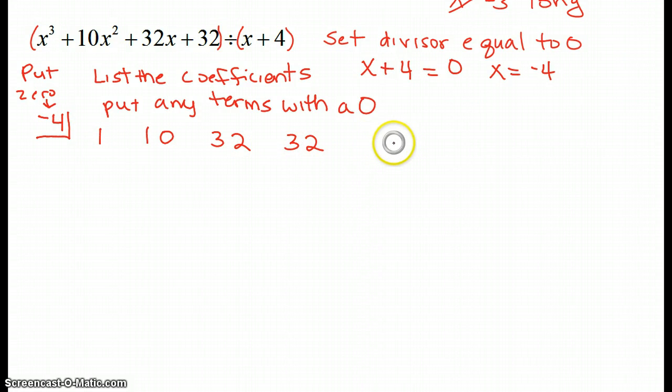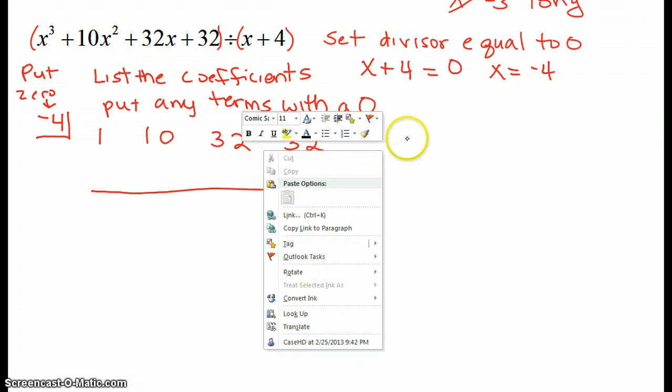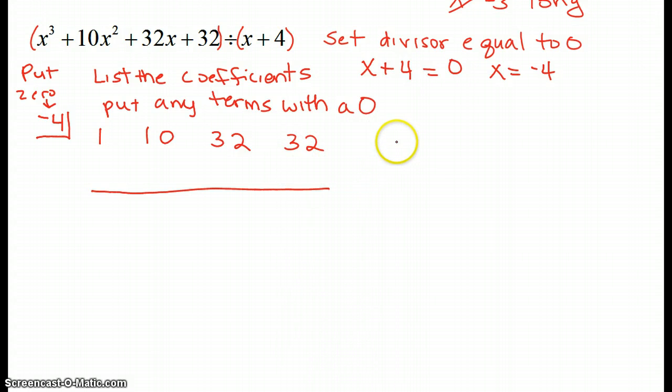The next step is you're going to draw a line, leaving enough room to put a row of numbers. So I've left room here for a row of numbers. And so you're going to put the first coefficient, you're going to move it down and write it here. And then you're going to multiply by the 0. So negative 4 times 1 is negative 4. Then you add the column and you get 6.